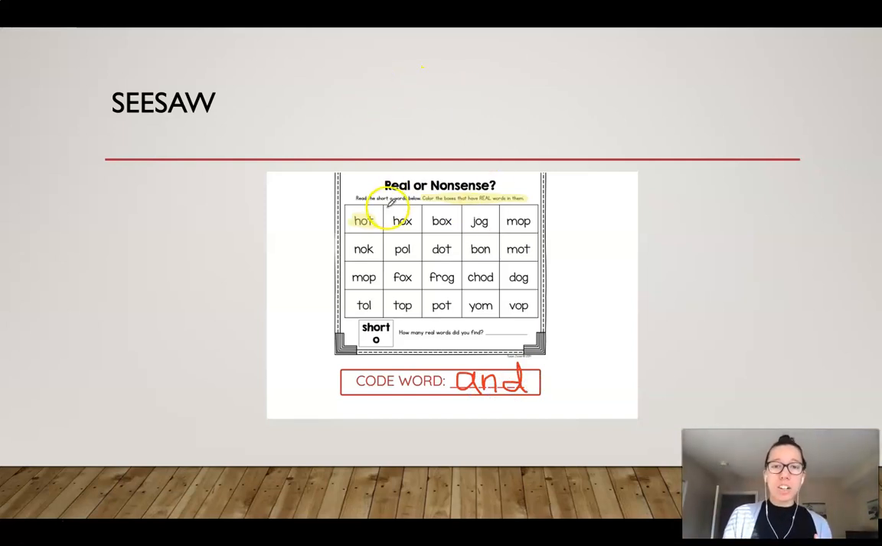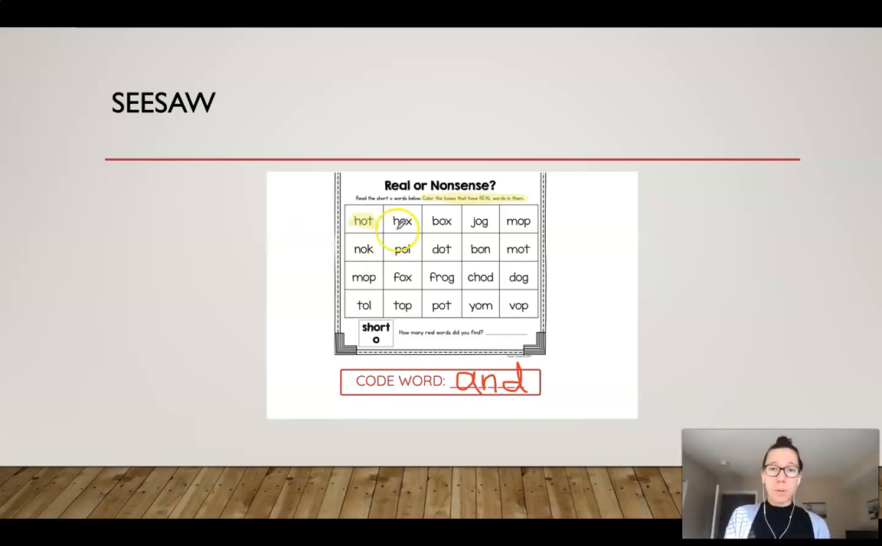So if we look up at our directions, it says, read the short O words below. Color the boxes that have real words in them. Now, as you can see, I started with my highlighter tool. It's very important to use the highlighter tool so that I can still see the words underneath. I did the first one for you. Our first word here says H-O-T. I sounded it out. H-A-T. Blended my sounds and made the word hot, realized it was a real word, and used my highlighter to color it. Your job then is to do the same thing with the remaining words.